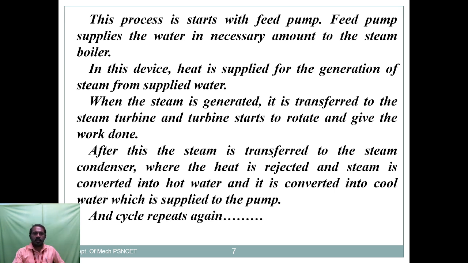When the steam is generated, it is transferred to the steam turbine and the turbine starts to rotate and gives the work done. After this, the steam is transferred to the steam condenser, where the heat is rejected and the steam is converted into hot water. This hot water is converted to cool water, which is supplied to the pump. So the cycle repeats again.